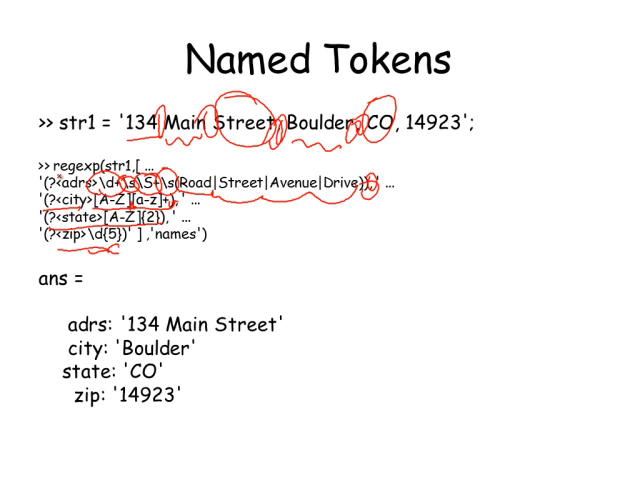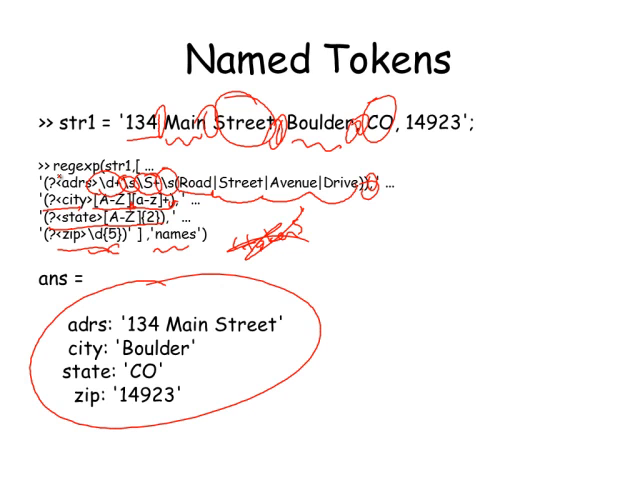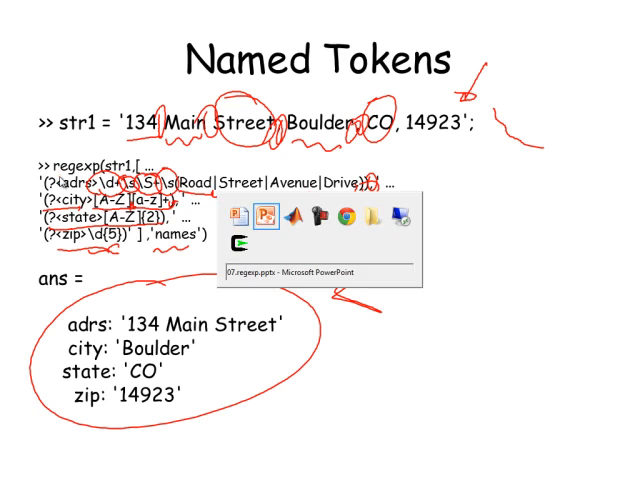And as an option to the regexp function, you are providing names instead of what we did before. We did tokens before, but now you want to get a named structure. So as a result, you will get a structure with these contents in it. And if your string contains not just one address but multiple addresses, they will all be returned as multiple structures. So let's try this.